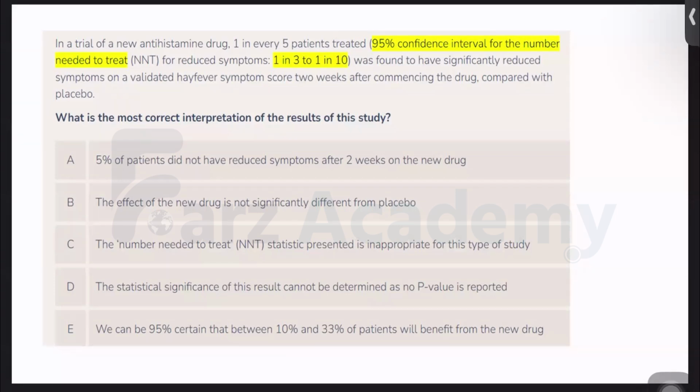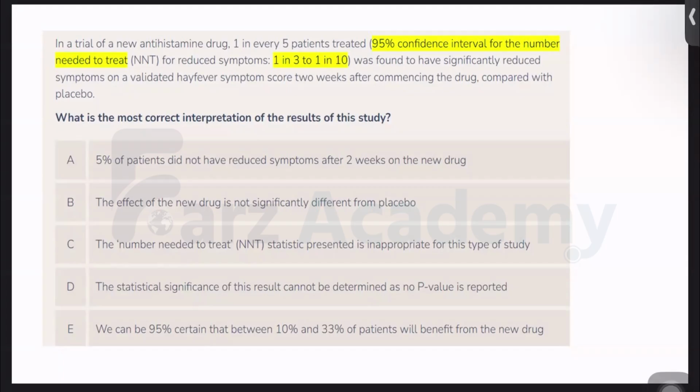You just have to tell what is the English sentence meaning of this mathematical line of 1 in 3 to 1 in 10, 95%. Just have to put it into a statement. Number needed to treat. Come on, this is very direct. It's not even calculation. So 95% confidence interval, 1 in 3 to 1 in 10. 1 in 3 is how much percentage? 33%.